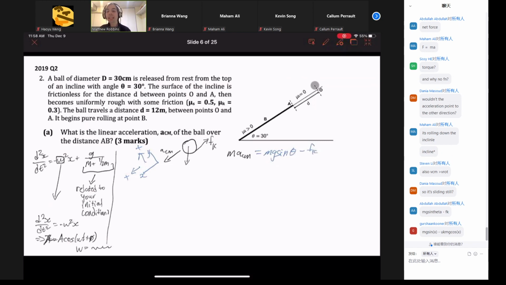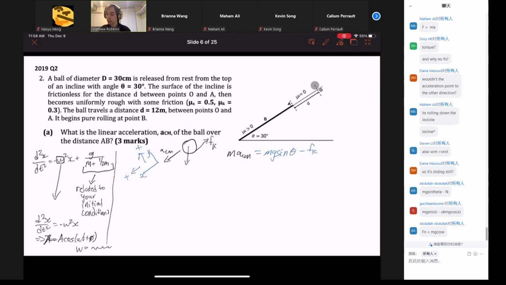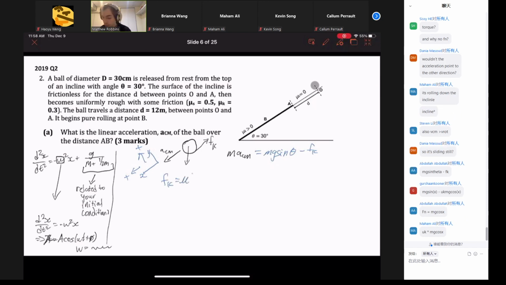How would I calculate my kinetic force due to friction? Right, this is where we'd want to know what is the normal force. We know that the kinetic force is equal to, basically we have mu mg cos theta. And then, well, I know what my friction force is. I know all of this. I can solve for this. And if you just solve for it, you get a_CM is equal to the answer.